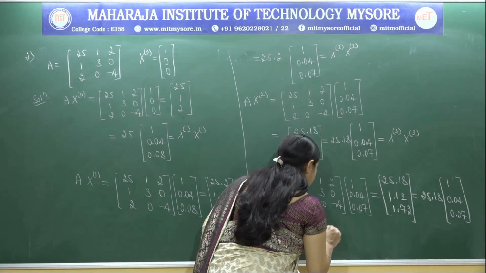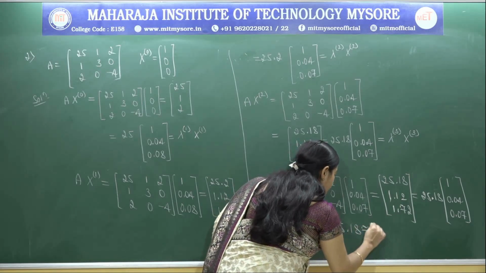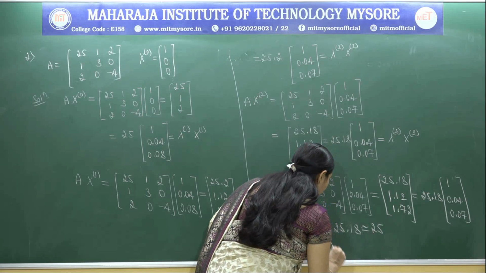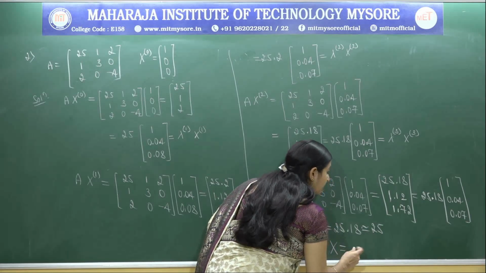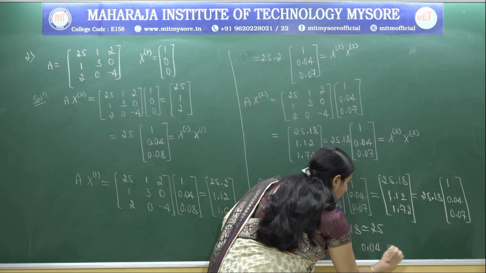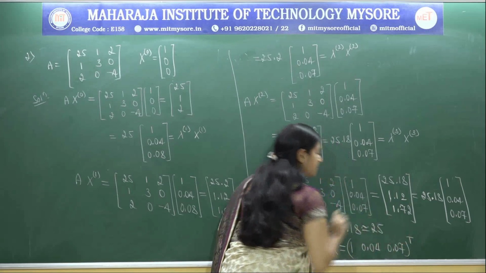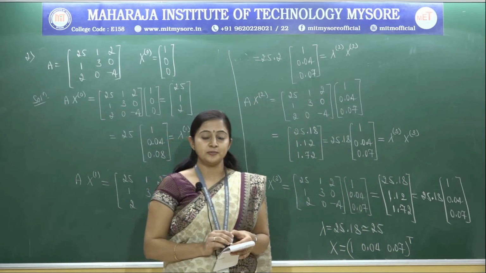So lambda equals 25.18, you approximate this to 25, and the corresponding eigenvector you just write in a row. It is [1, 0.04, 0.07] transpose. This is the corresponding eigenvector.